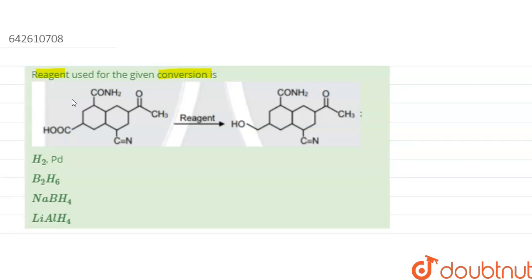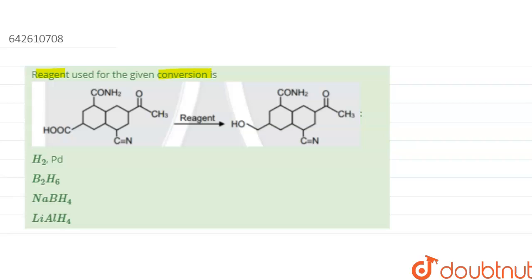Reagent used for the given conversion is. Now in this question, it is asking which reagent we use to convert this reactant into this product. Here we have four options, so we have to select which reagent we can use to convert this reactant into this product. Let us see what we get.